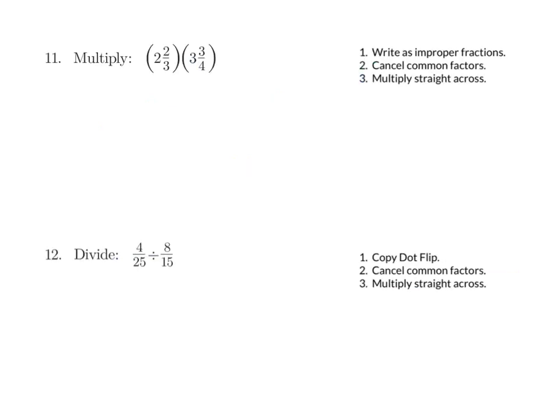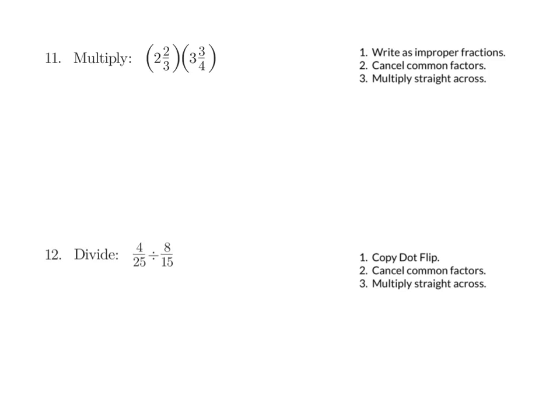So let's go ahead and get into our operations. So the first thing we're going to talk about is multiplication. In order to multiply fractions or mixed numbers, the first thing we want to do is write as improper fractions. We're going to cancel common factors, and then we want to multiply straight across.